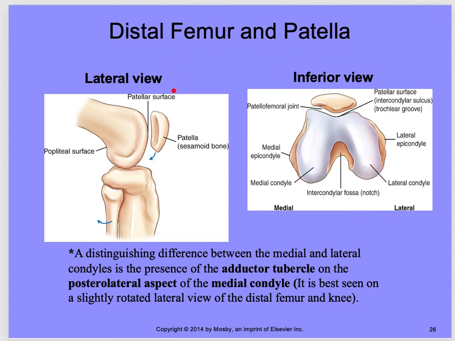The distal femur and the patella, so you can see your patella here. Your patella is a sesamoid bone. The patellar surface is on the femur, okay? The popliteal surface is on the posterior aspect of that femur. So your patellofemoral joint: your patellar surface, but the joint space here is that patellofemoral joint. The patellar surface right there, okay.